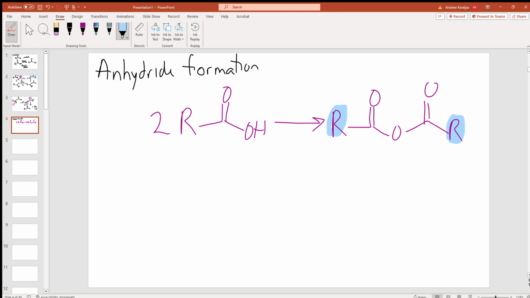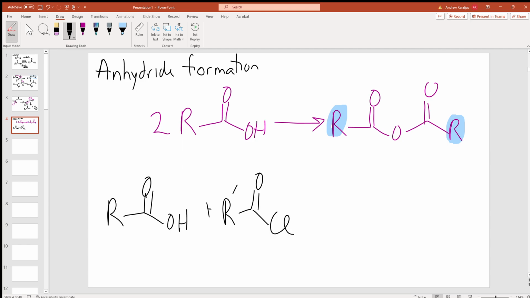making anhydrides, which is the reaction of a carboxylic acid with an acid chloride. Because if you do it in this way, you don't need to have the same R group on each side. And you can make, at least in theory, any anhydride you want with two different R groups.